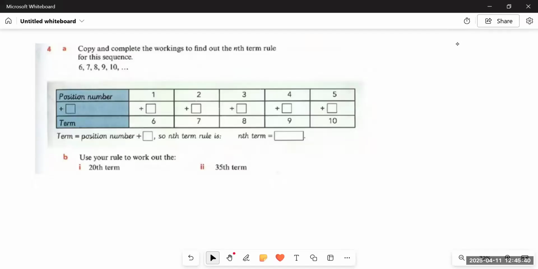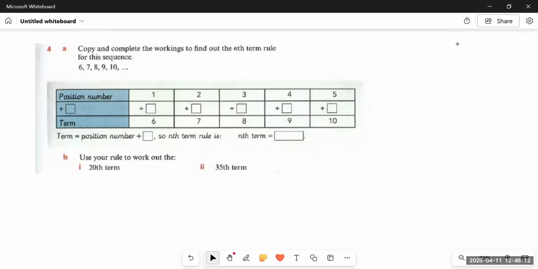Okay, now let's do question number 4, which says copy and complete the workings to find out the nth term rule for this sequence. Now, in this sequence, we can see that the first number is 6, but there is not a difference of 6. They are not applying the same rule that we have done in questions 2 and 3. There is a slight difference. Every time we are adding 1 to the previous term, not 6 anymore. It means we are not applying a multiple of 6 every time, but we are adding 1 to it.